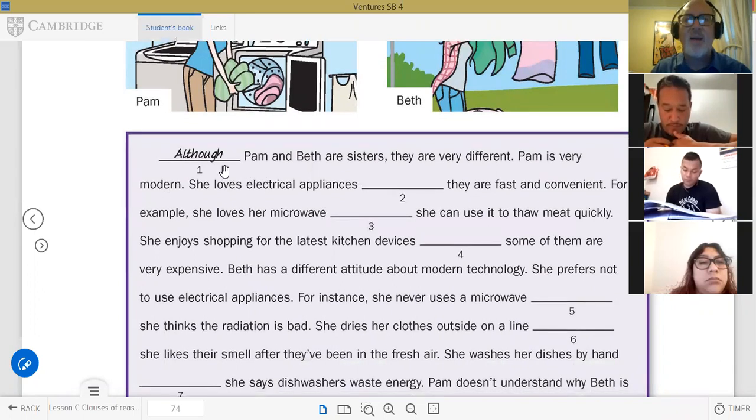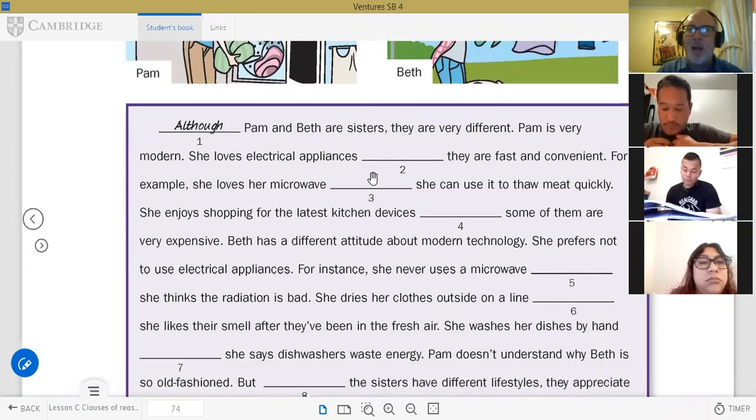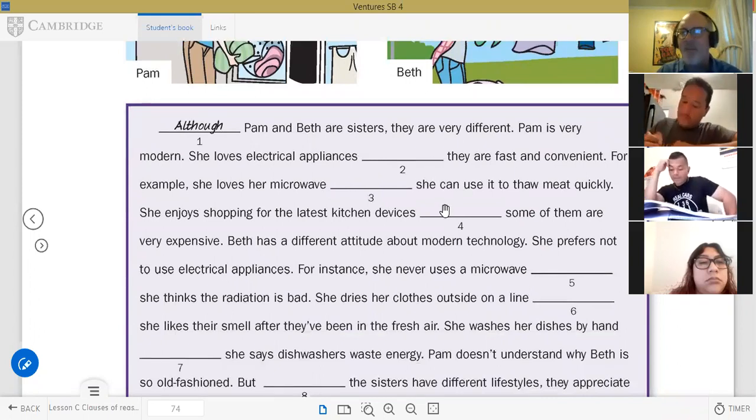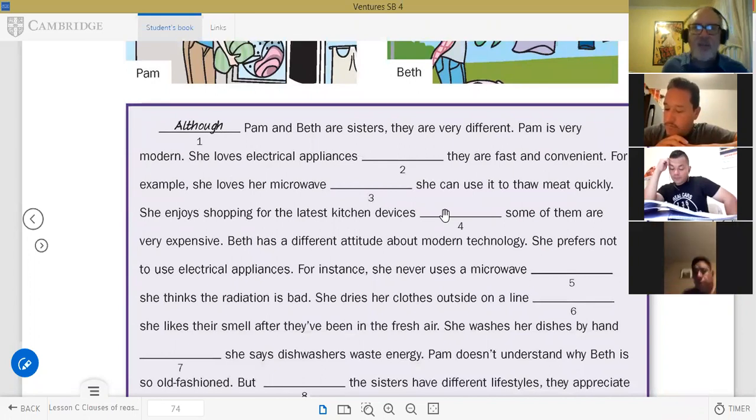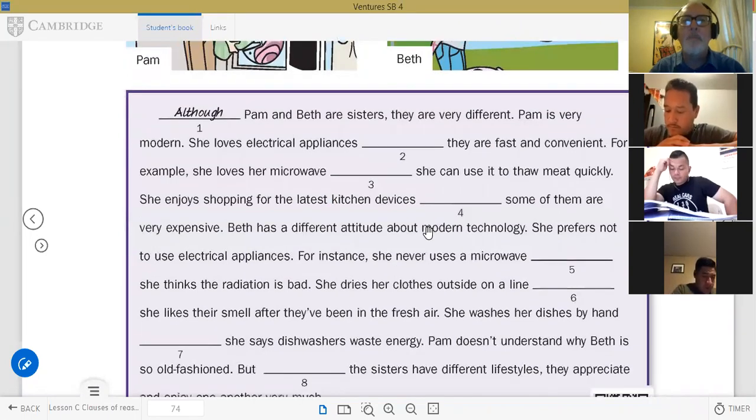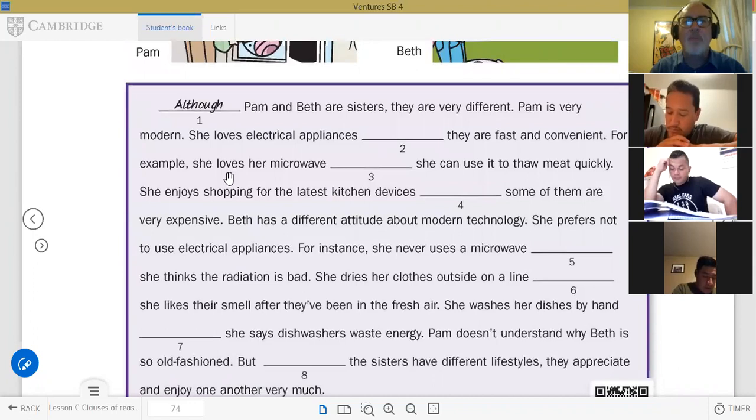What does it say here? She loves electrical appliances because they are fast and convenient. Exactly. We have a cause and effect. She loves electrical appliances because they are fast and convenient. For example, she loves her microwave because she can use it to thaw her meat quickly.